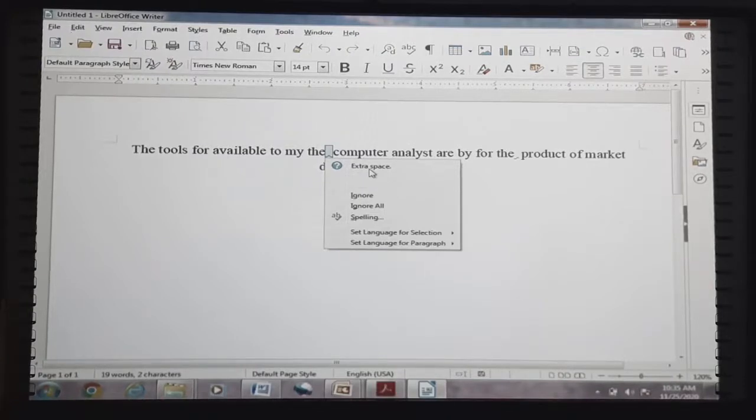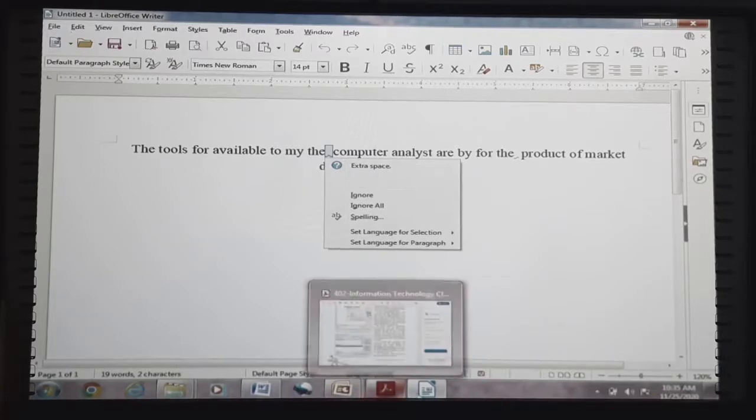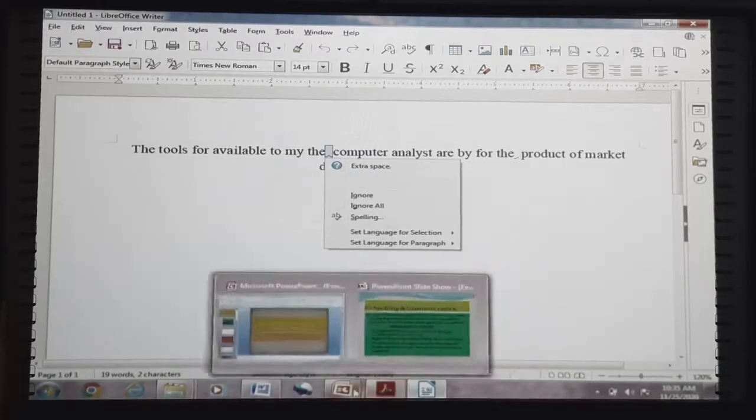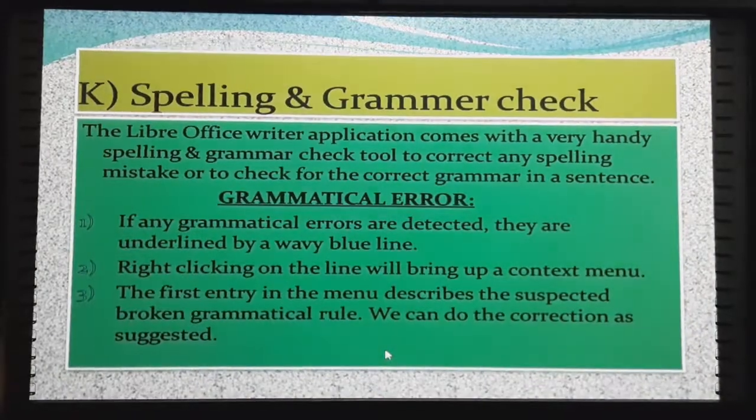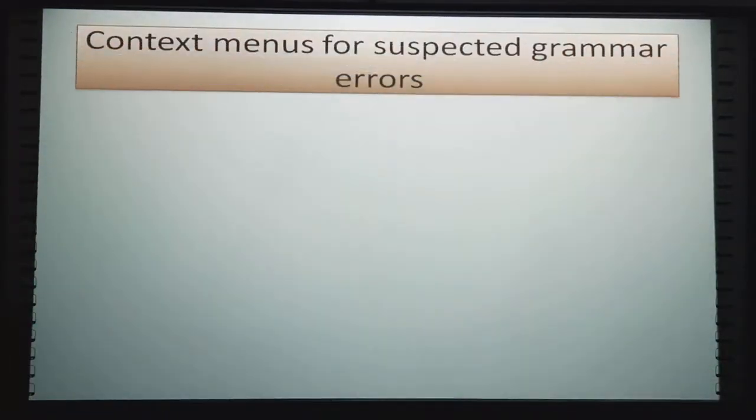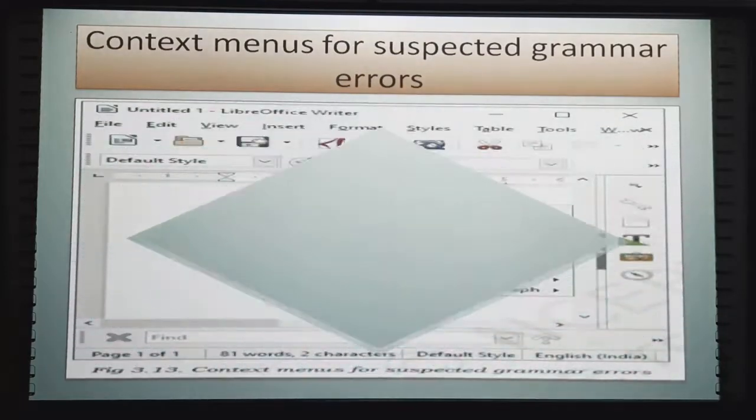So this is how we will bring the context menu and resolve our issues whenever we are going ahead with spelling and grammar check. Fine. So this is grammar check. Now let us come to second one. Context menu for suspected grammar error. See, this was the context menu, extra space.